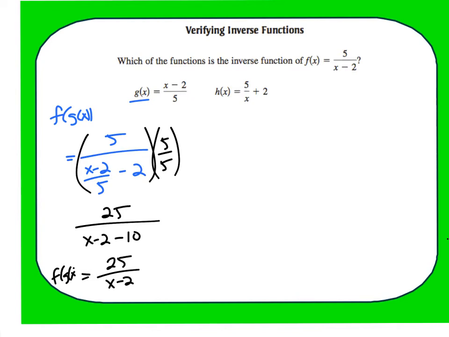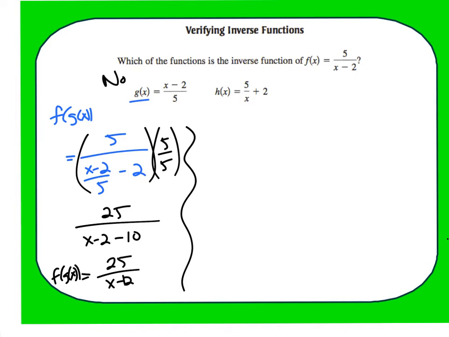Will that ever give me x? Can I manipulate that function in any way to just give me x? I can't. So is g of x an inverse of f? No. So that is not an inverse.